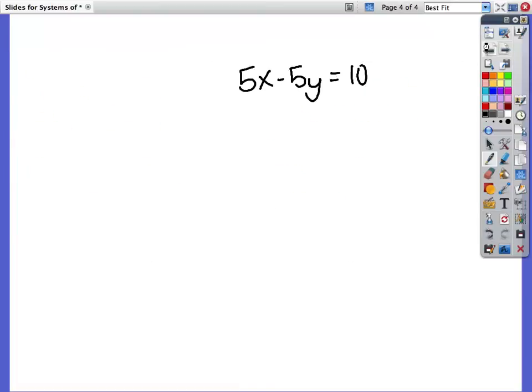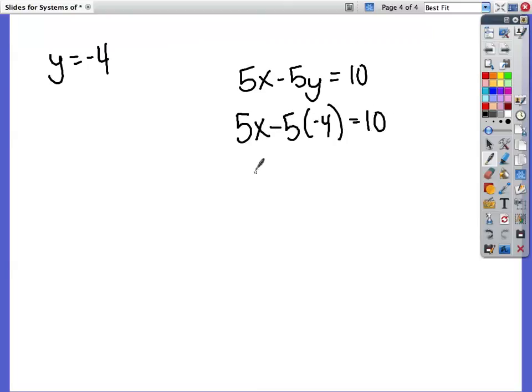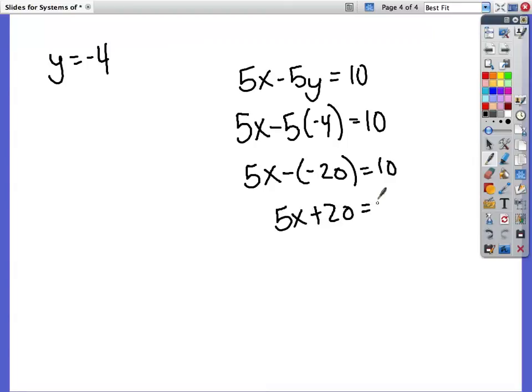Okay. And over here I said y equaled negative 4. So that's what I got. So I'm going to plug that in. 5x minus 5 times negative 4 equals 10. Or 5x minus a negative 20 equals 10. And we know that this becomes a positive 20. And so we're left with x equals negative 2.